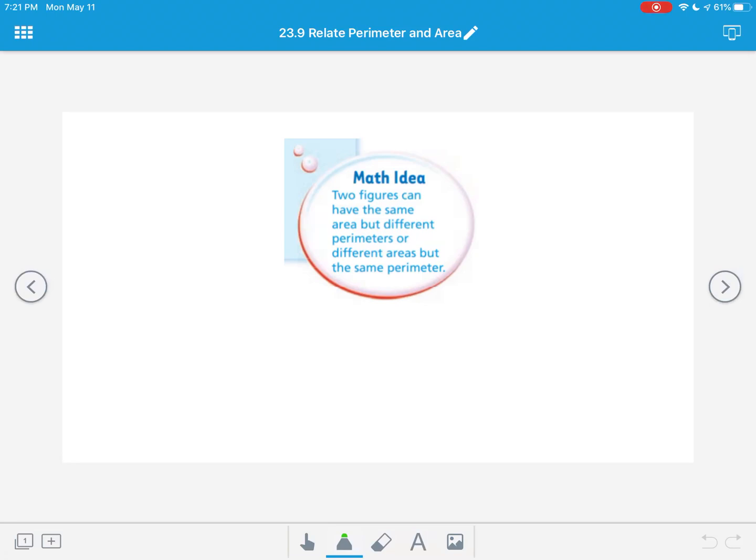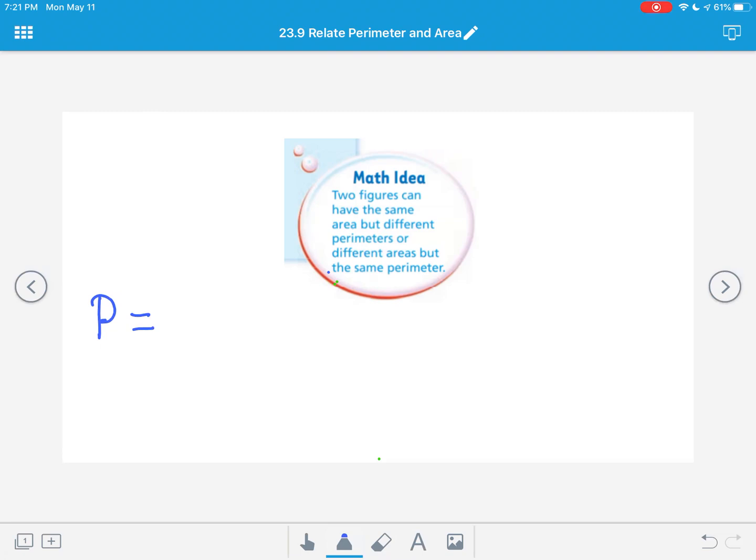Here's our key math concept for today. Two figures can have the same area but different perimeters, or different areas but the same perimeter. This is because of our formulas for perimeter and area. Let's focus first by reviewing what those are.